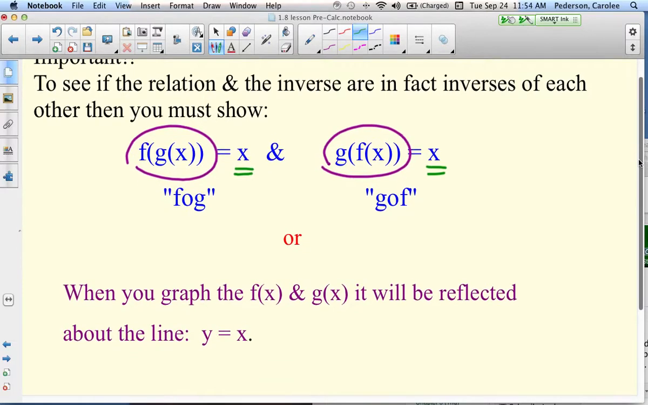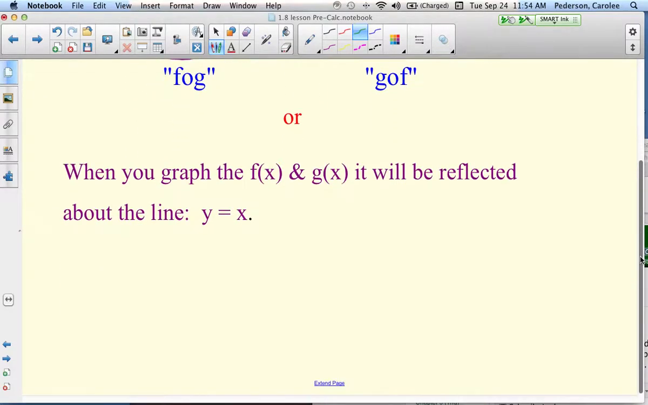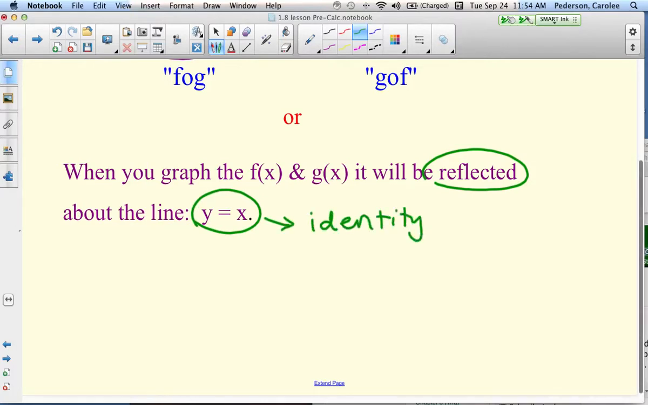You can also show on a graph that they are going to be reflected about the line y equals x. And this line is called the identity line. So we have an example on the next slide.